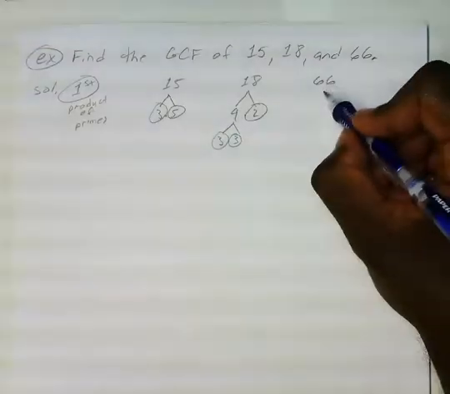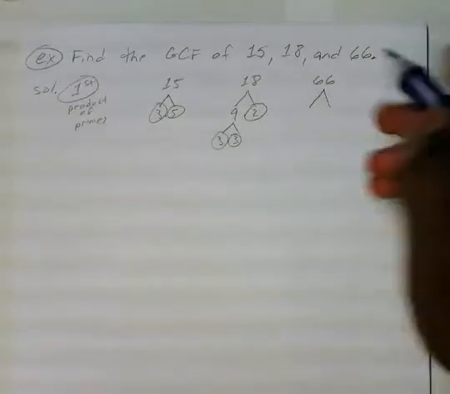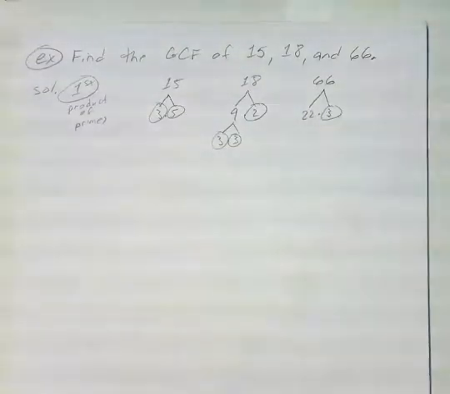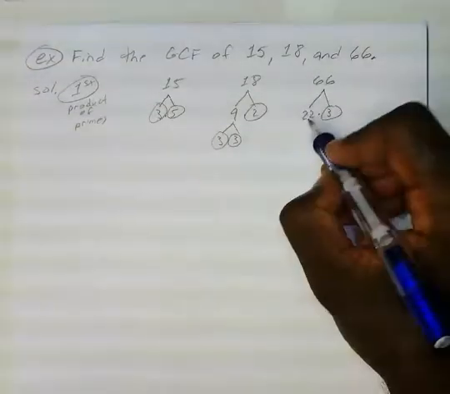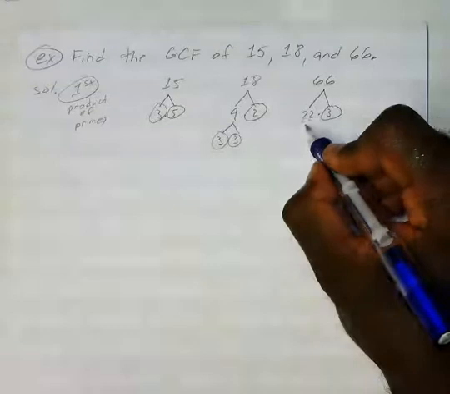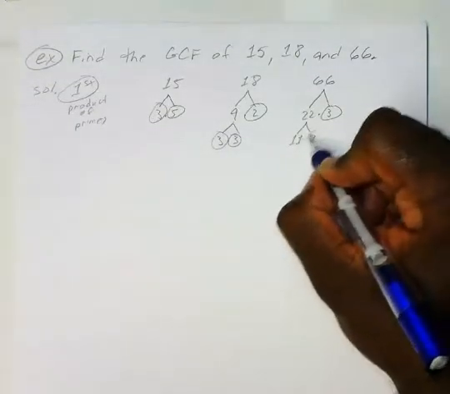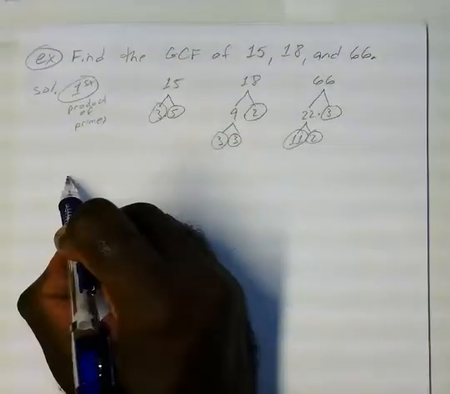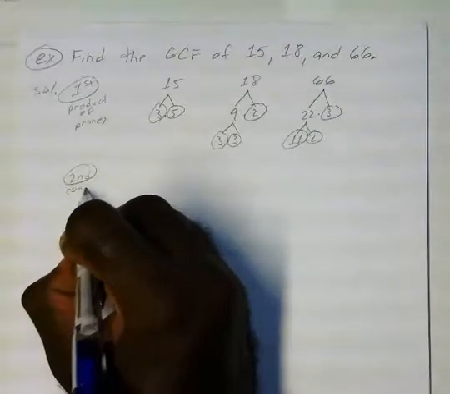66, you can do 11 times 6, you can do 22 times 3, doesn't matter at all. So we'll do 22 times 3, and if you do 11 times 6, you'll notice that you'll end up with the same final product of primes. So 22 is 11 times 2. We can go ahead and circle those, which brings us to our second step, which is common factors.